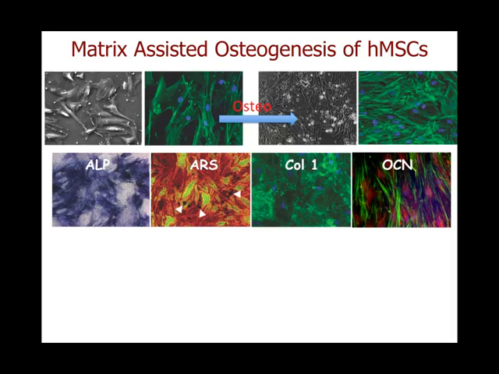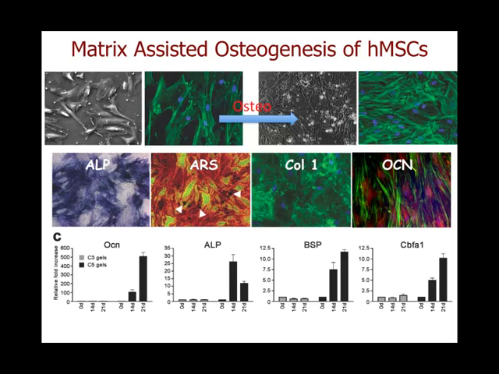ALP is an early osteogenic marker. Alizarin red stains the extracellular matrix, collagen type 1, and osteocalcin is the late marker. And you can see they also express these at the gene expression level. Now, if I don't add them into osteogenic medium and leave them in culture in growth medium, it takes 21 days for them to differentiate, but they ultimately differentiate into the osteogenic phenotype. By introducing the osteogenic medium, we can speed up the process.